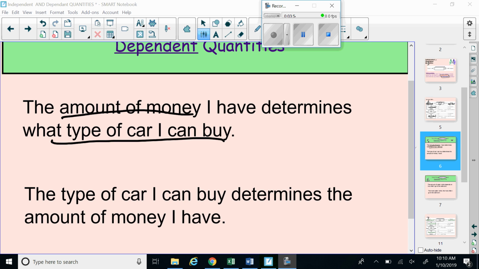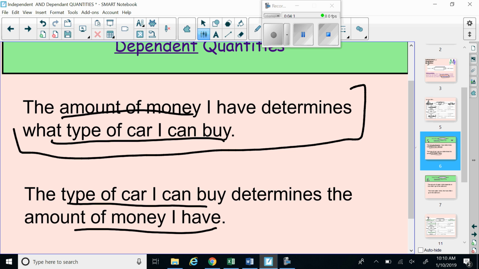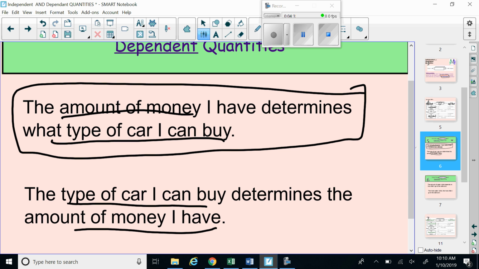Now read this statement. The type of car I can buy determines the amount of money I have. Which one of these is a true statement? Talk about it with your partner. What you should notice is that the first one makes more sense. I can only buy a car if I have the money. I can't buy a car if I don't have the money. So this statement is a nonsense statement.